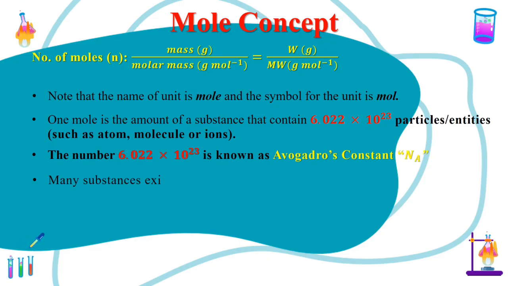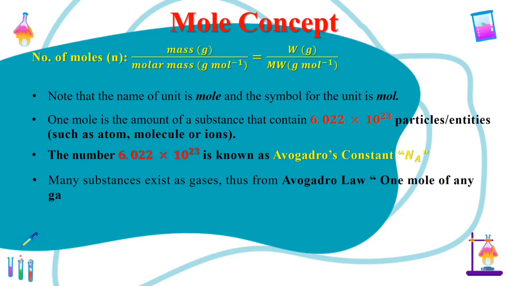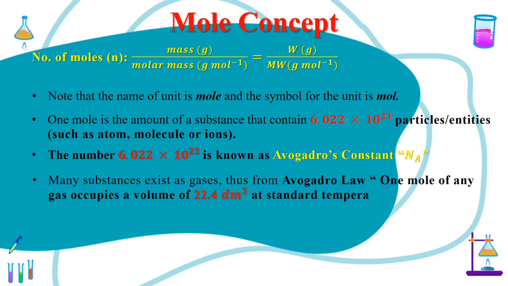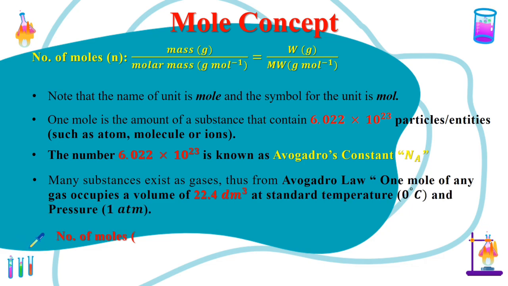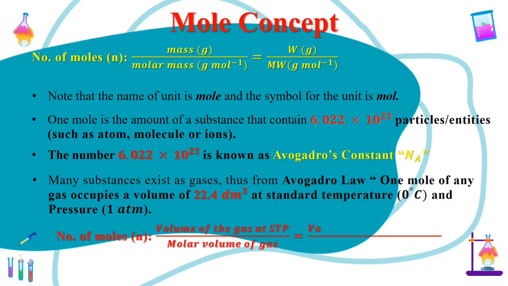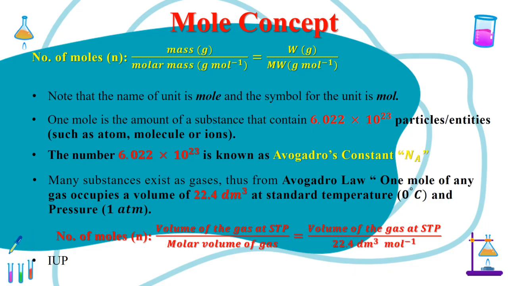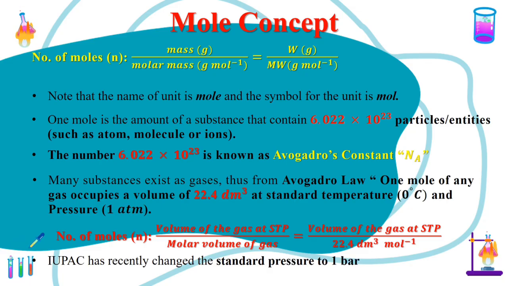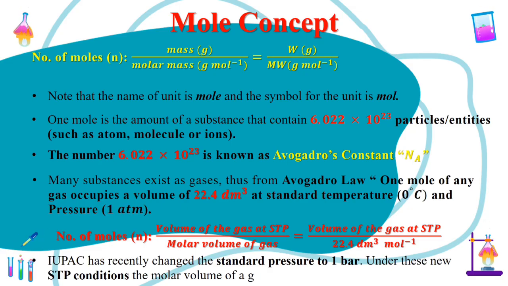Similarly, from Avogadro's law, 1 mole of any gas occupies a volume of 22.4 dm³ at standard temperature and pressure. And hence the number of moles formula for gas will become the ratio of volume of the gas at STP to the molar volume of the gas. The molar volume of the gas has recently been changed by IUPAC, that is 22.71 liter per mole, and the condition of standard pressure becomes 1 bar.